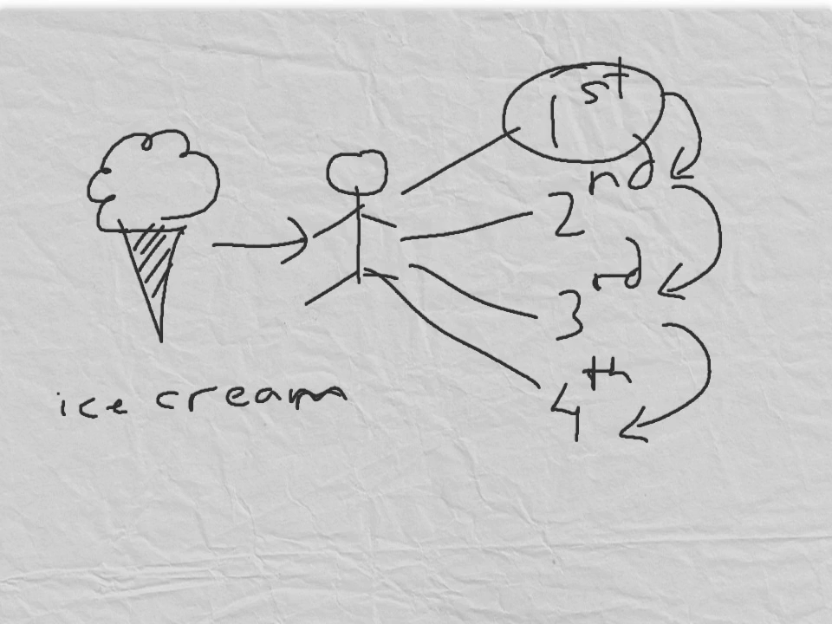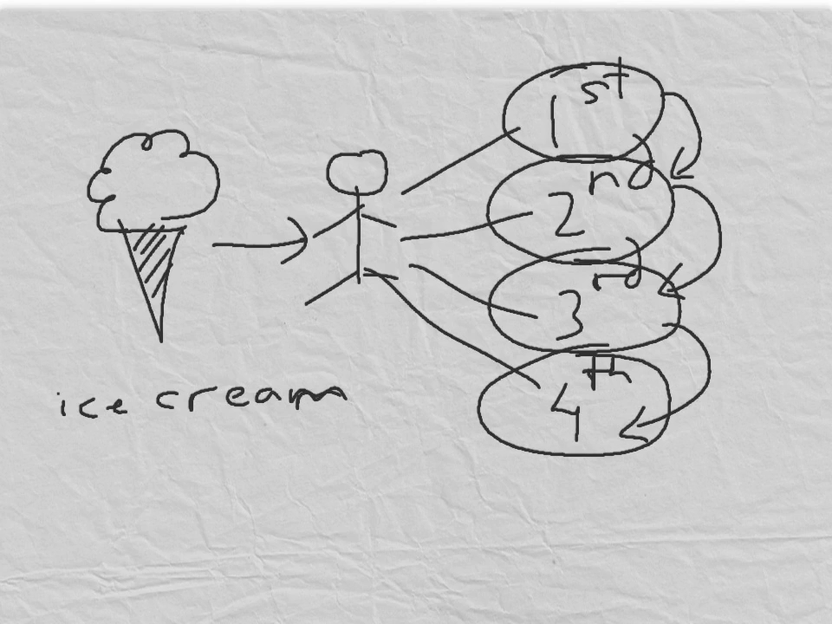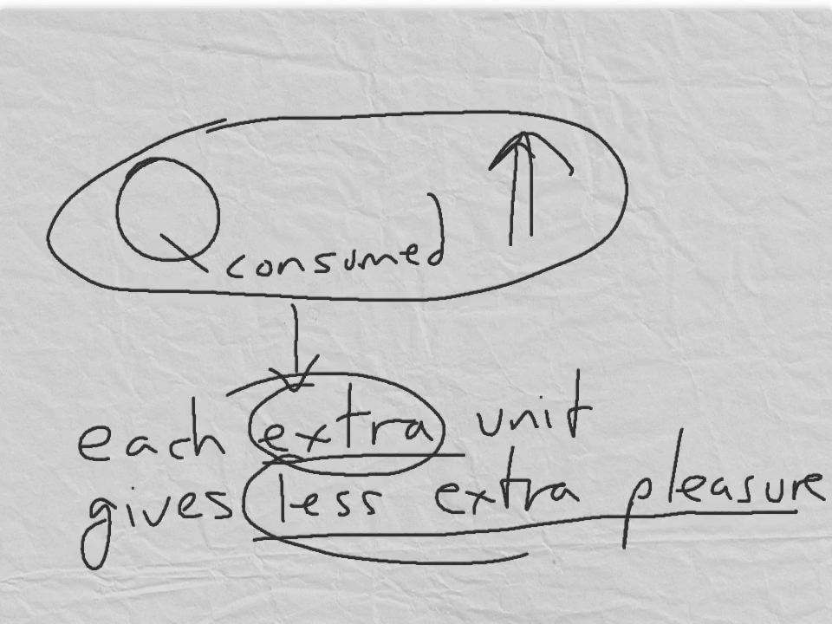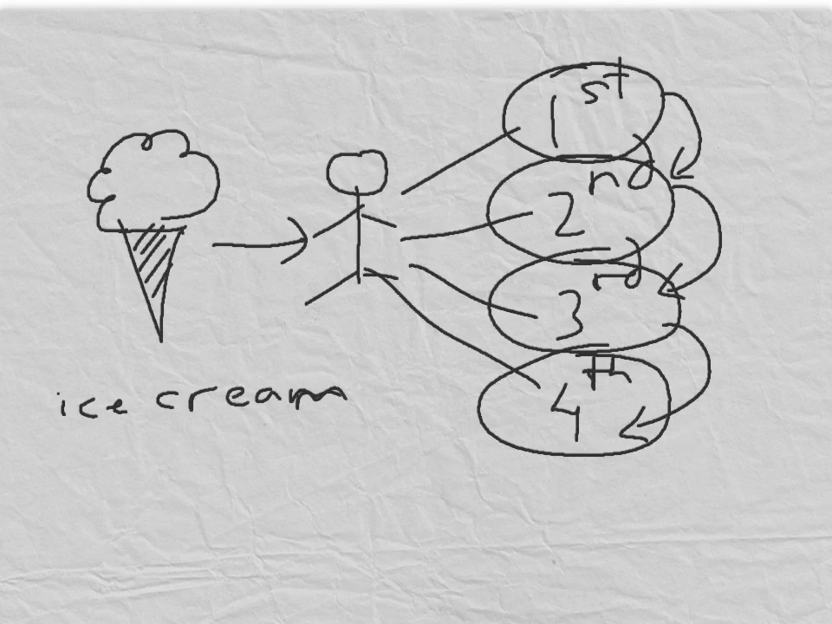So, this is the idea of diminishing marginal utility. As we consume more of a product, each extra unit that we consume gives us less extra pleasure than the last unit. So the first ice cream gives us a lot more pleasure than the fourth.